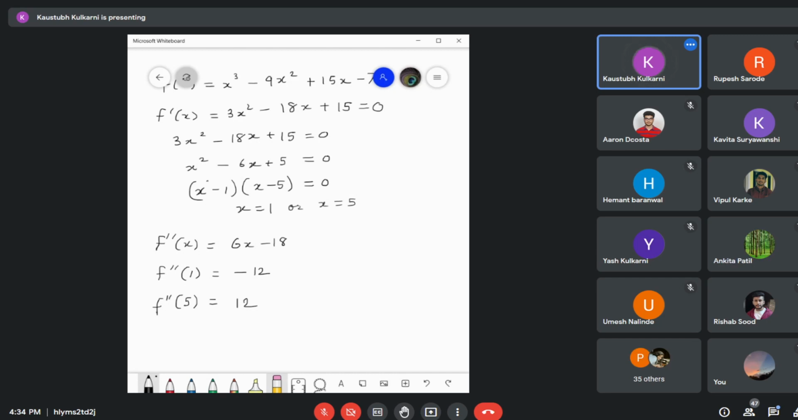This tells us that there is a local maximum at x equal to 1, and this tells us that there is a local minimum at x equal to 5.